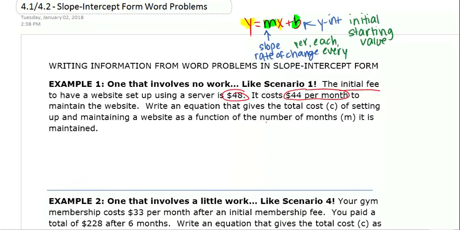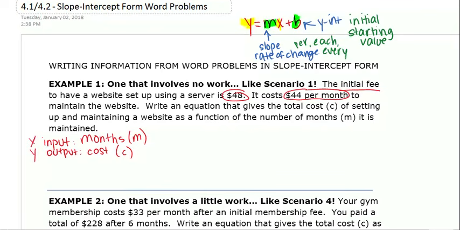Before you start actually trying to figure things out, it's sometimes helpful to write down what is my input and what is my output. Because if you identify what variables are your inputs and outputs, you'll know where to put them in terms of y equals mx plus b. Here the input is going to be the months, which is M, because when you plug in the number of months, that's what's going to give you the total cost, which is C. So months is kind of like our x, and the cost, C, is kind of like our y.